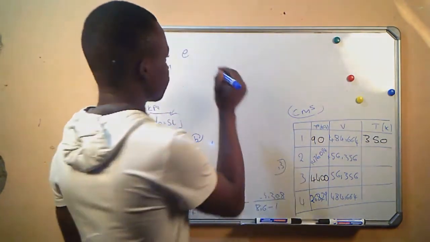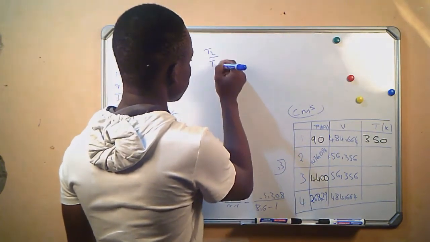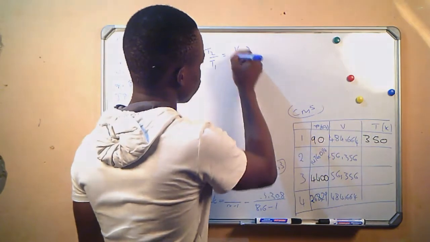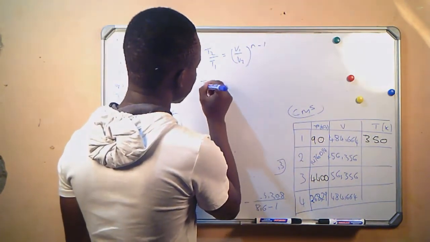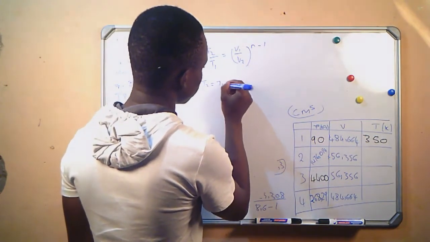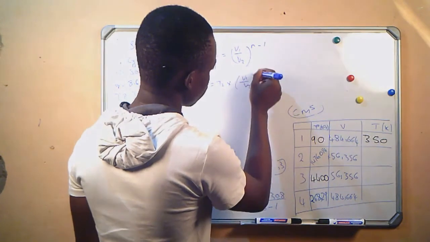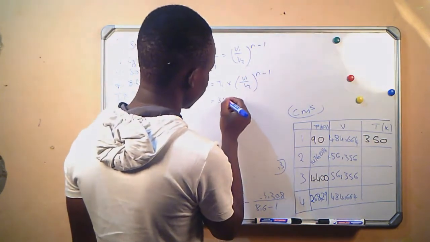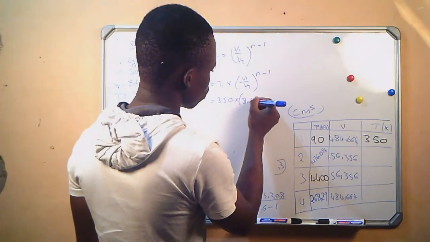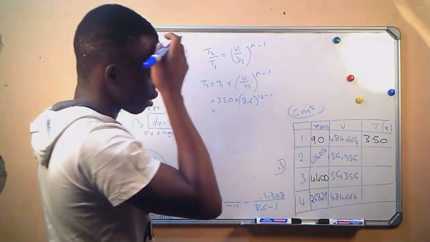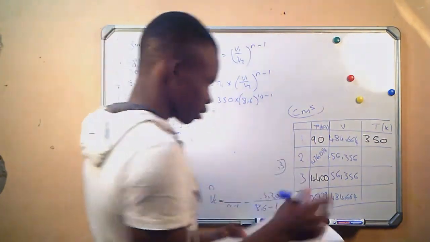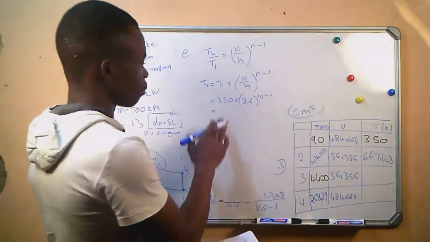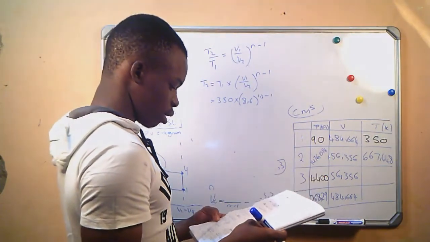And the formula that I chose is T2 divided by T1 equals V1 divided by V2 raised to n minus 1. And T2 is equal to T1 times V1 divided by V2 raised to the index minus 1. T1 is equal to 350 times this ratio, index minus 1, which will give us T2 as 667.448.